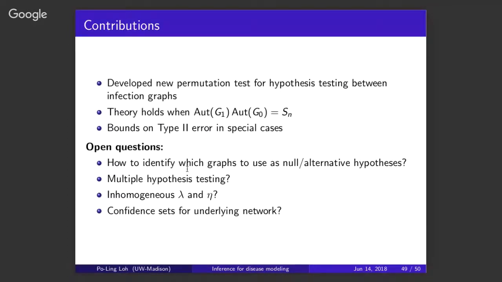And then also, in these settings, we have assumed that lambda and eta are homogeneous, because really the success of our method depends on everything being nicely exchangeable under the null hypothesis. In practice, you might know that certain edges are more likely to spread the disease than others, and it would be great to be able to incorporate that into our setting as well.